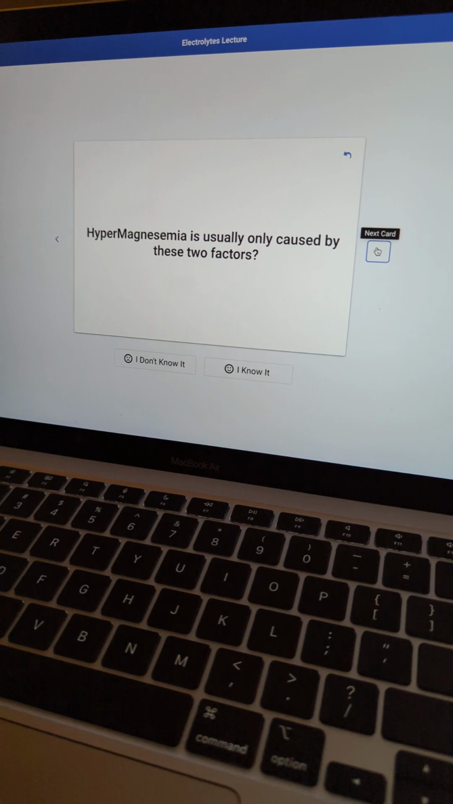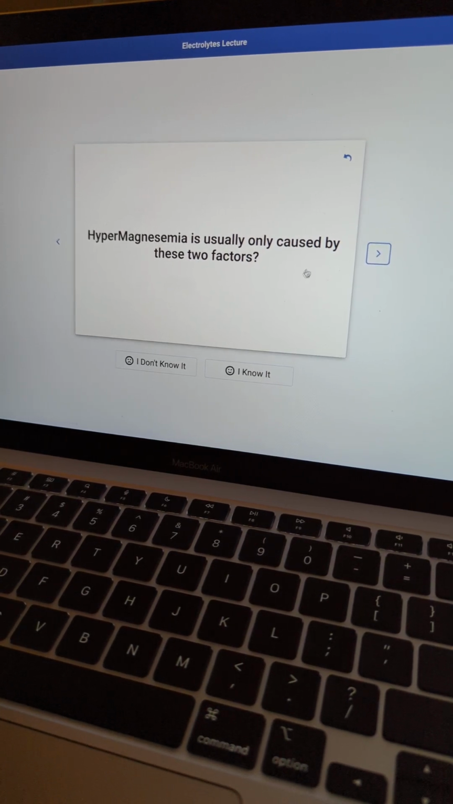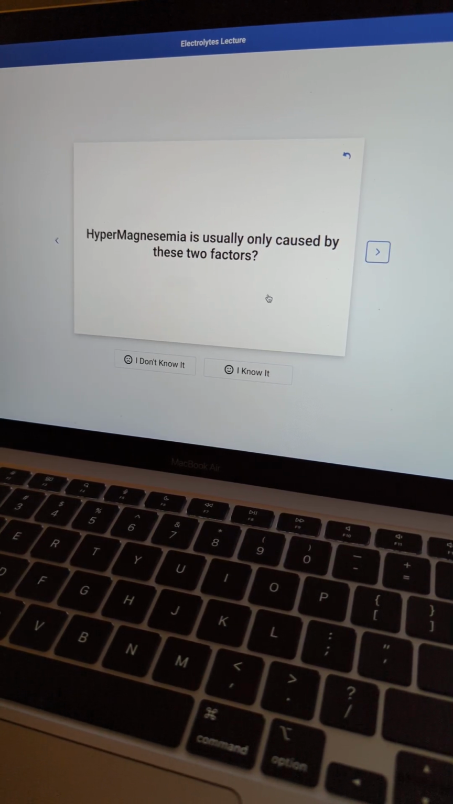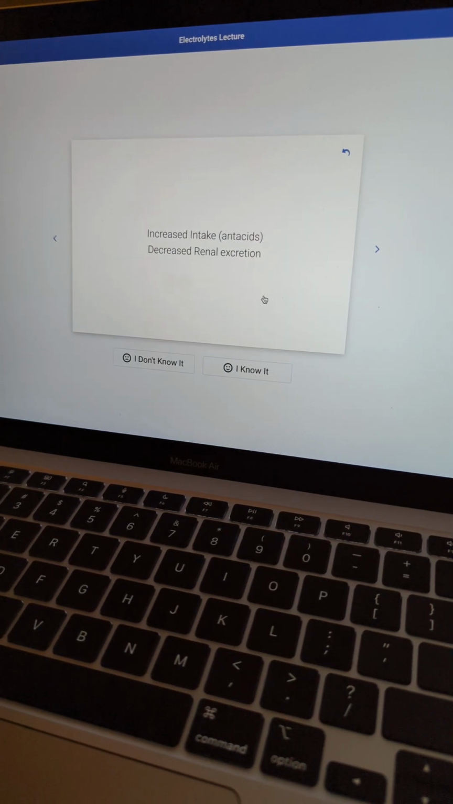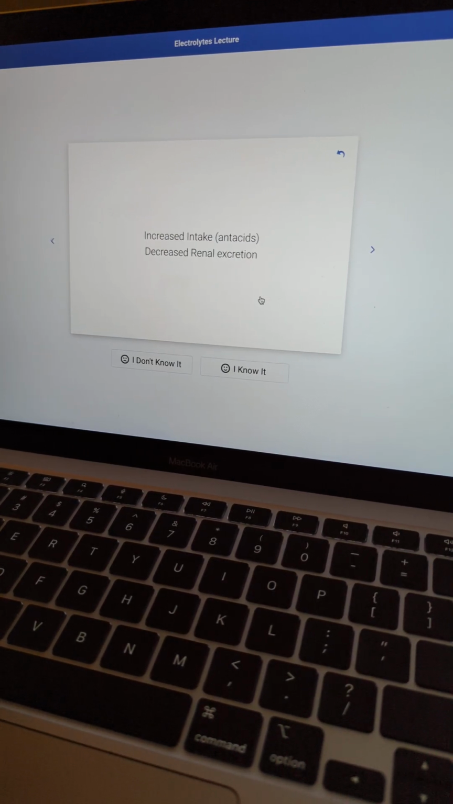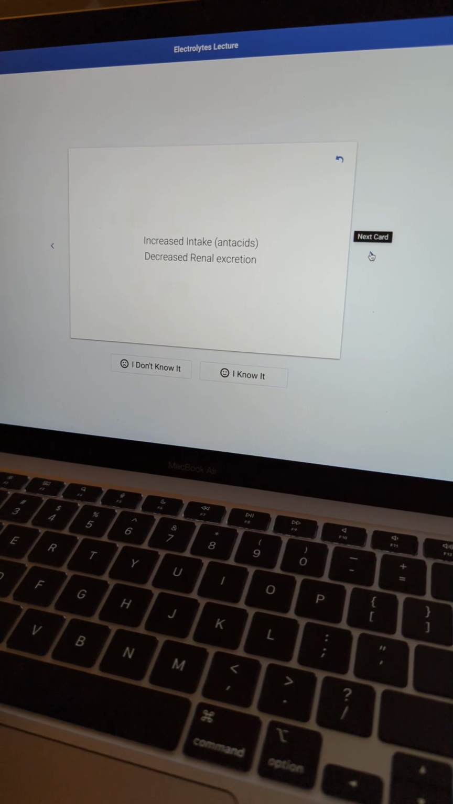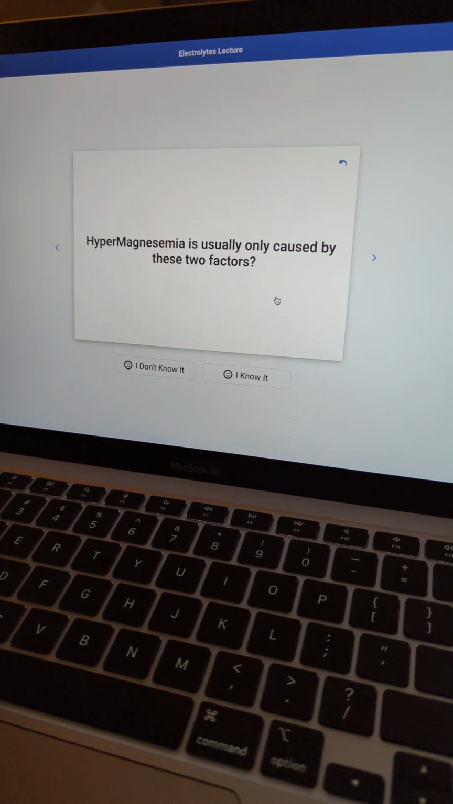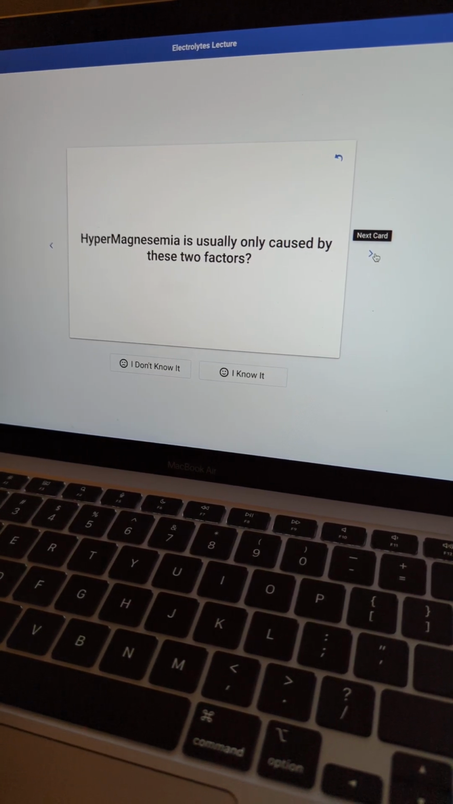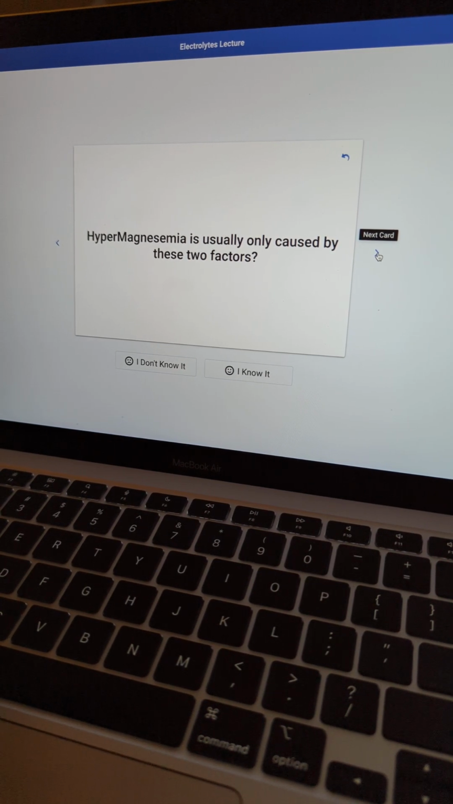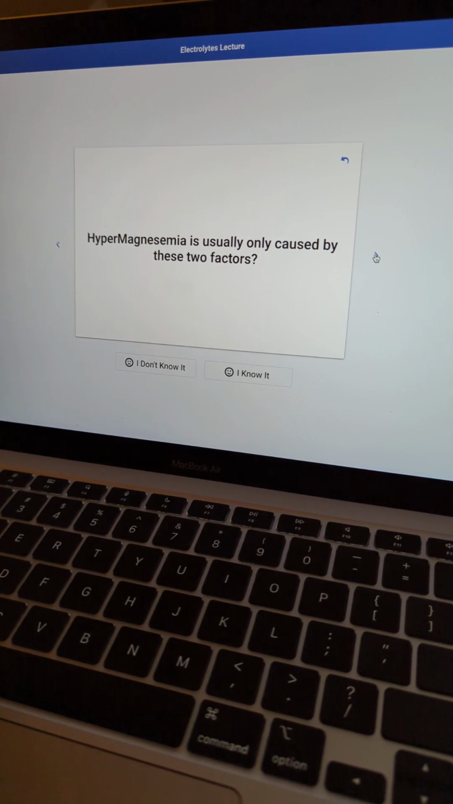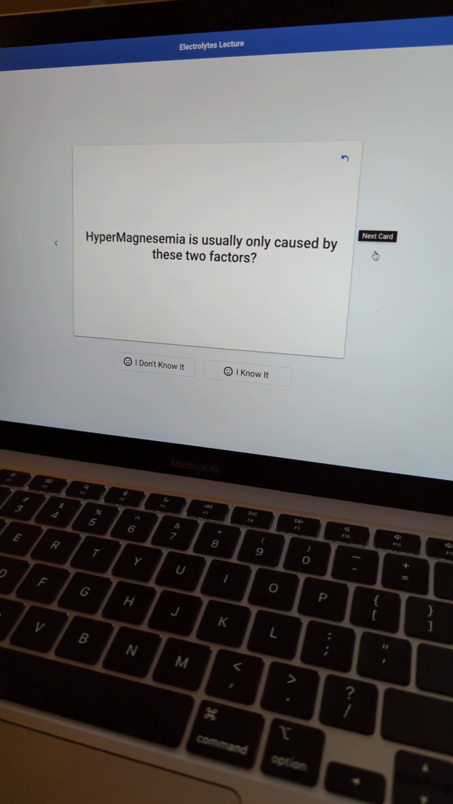Hypermagnesemia is usually only caused by these two factors. Too much intake in the form of antacids and renal excretion problems. So that's too much magnesium. I forget the name. Alka-Seltzer? Is that the one with magnesium? I can't remember. Milk of magnesia, of course.